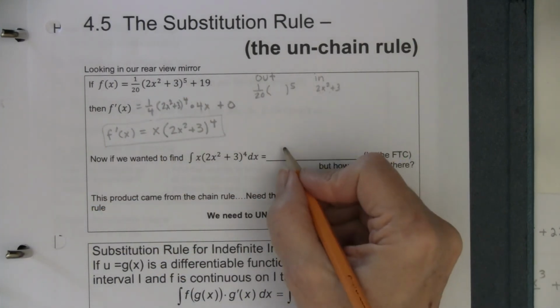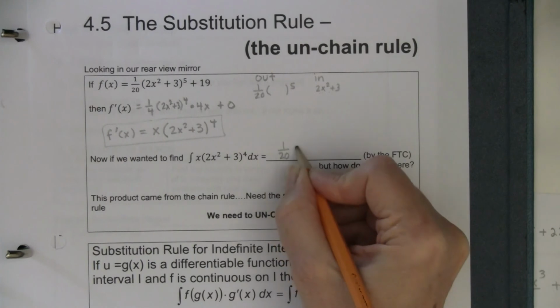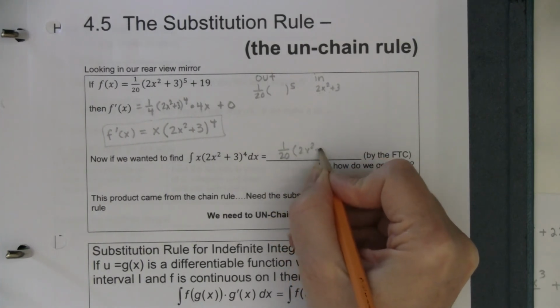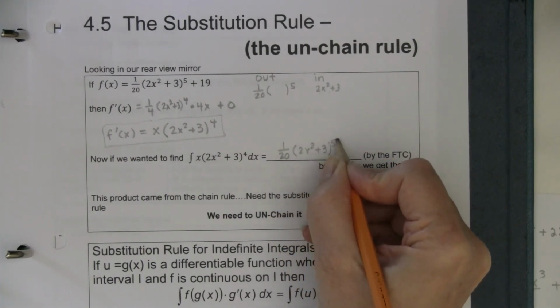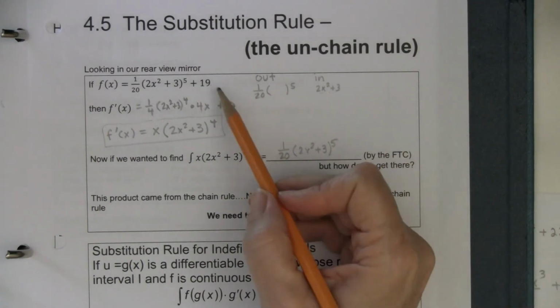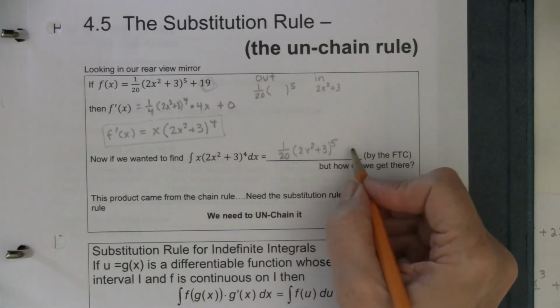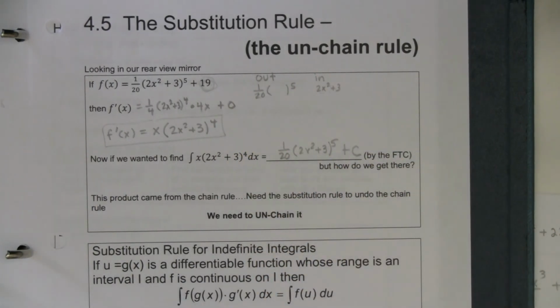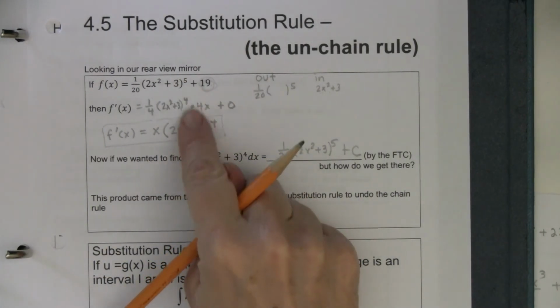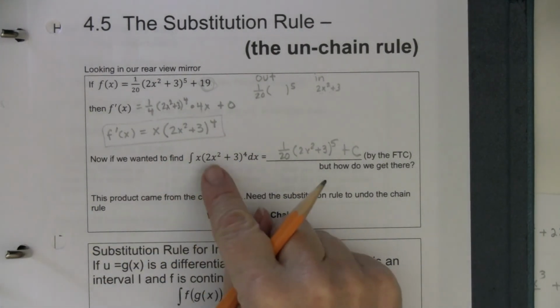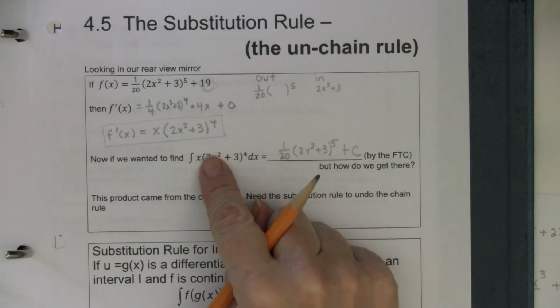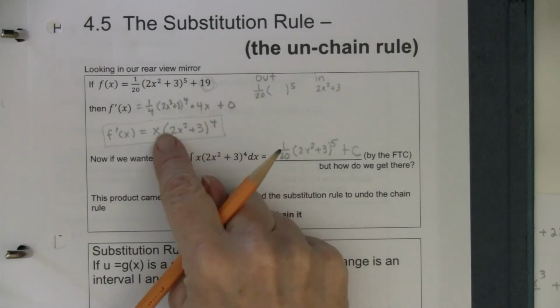And so the answer ought to be 1 over 20, 2x to the 2nd plus 3 raised to the 5th, and then I wouldn't be able to know that it was plus 19, the constant, and so we put plus a constant. It was some constant, but I wouldn't be able to figure out what constant it was. So we know that that's the answer here because we just did this. But how could we find the integral of this if we hadn't just done that?